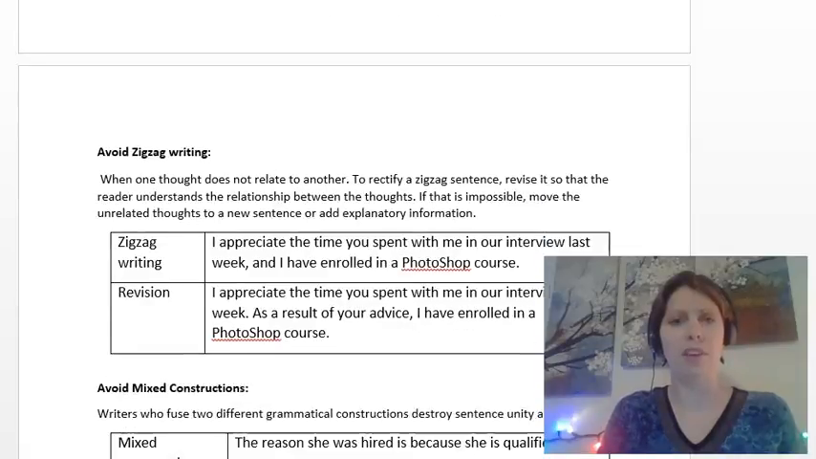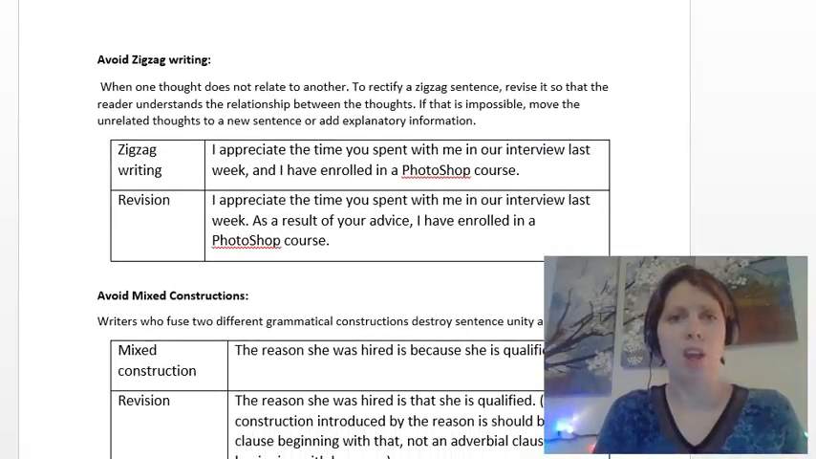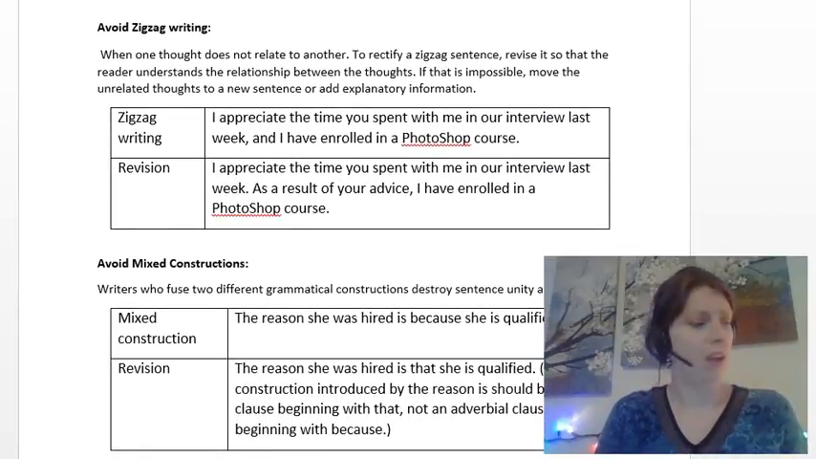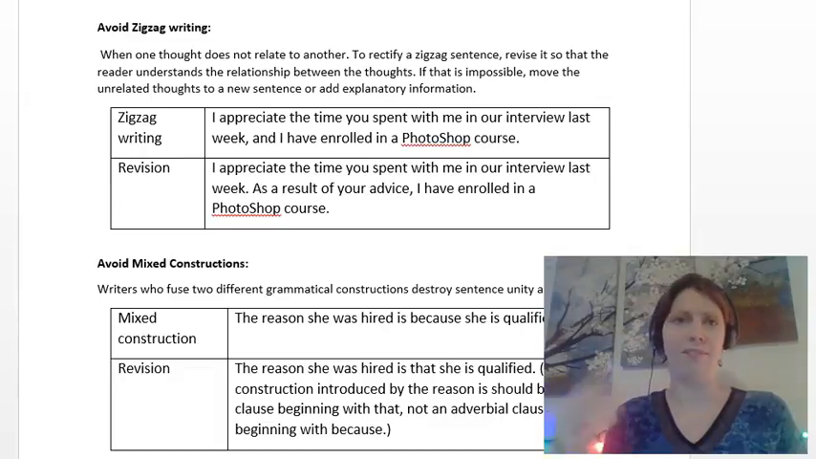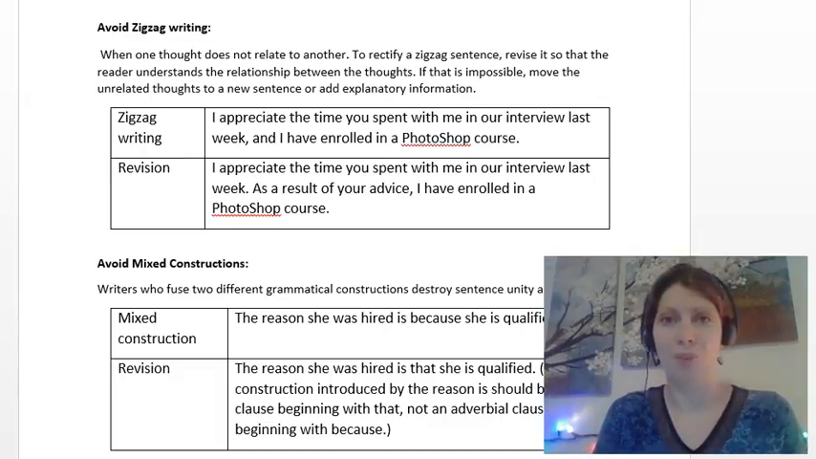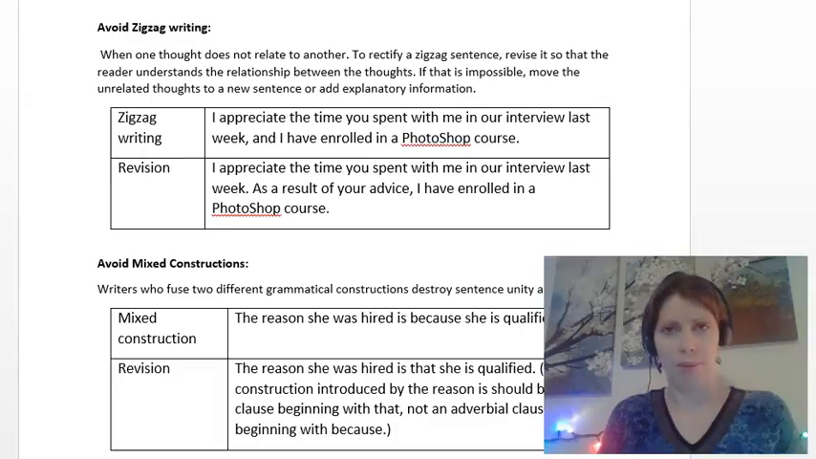All right, let's move this down. So zigzag writing happens when one thought does not relate to another. If you think about what a zigzag looks like, that's the idea. We don't want that happening in your writing. So to rectify or to fix a zigzag sentence, revise it so that the reader understands the relationship between the thoughts. Nobody wants to read something and feel lost or be like, what are they talking about? So just be careful. We can't read your mind. You need to make things clear.